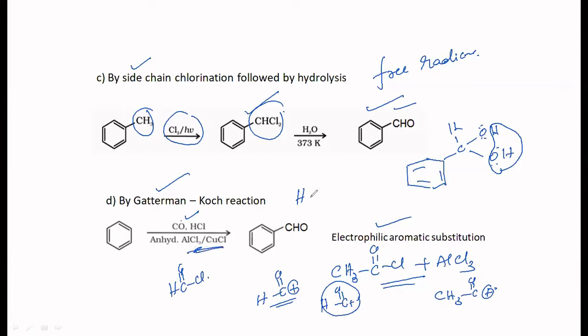So HC double bond O plus is the electrophile. Electrophilic aromatic substitution happens. That is what is called the Gattermann-Koch reaction. The name is also important here, okay?